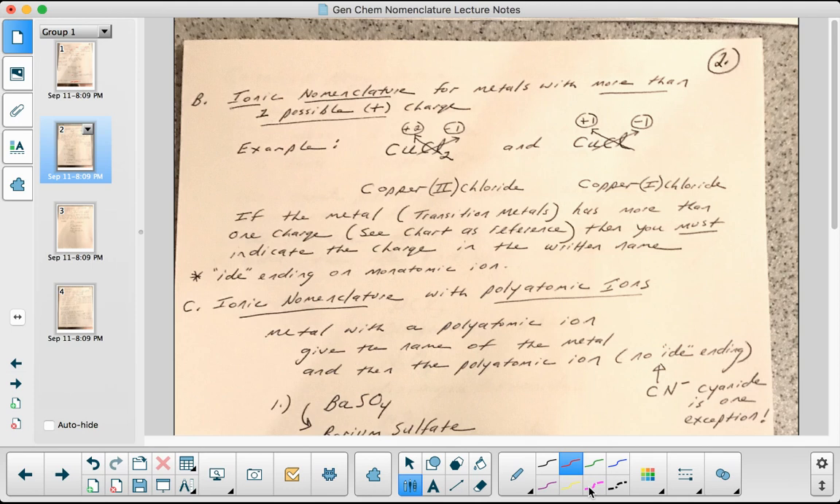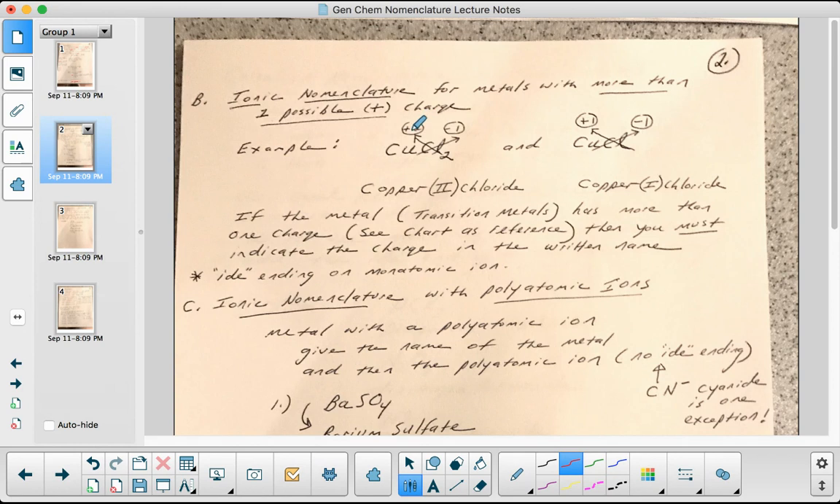Okay, part two. So this time we're going to talk about ionic nomenclature for metals that have more than one possible charge. So here's the example. Copper can have a +2 charge, or it can have a +1 charge. And so if I have copper paired with the chloride ion, I have two possible scenarios.